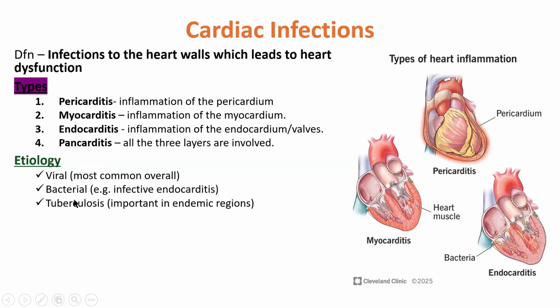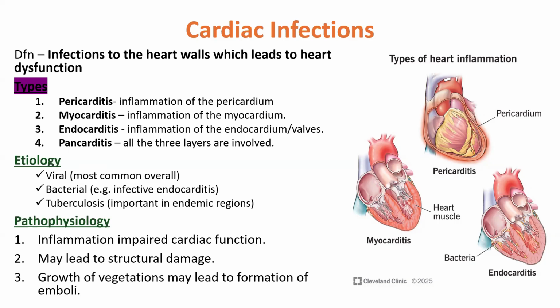Then tuberculosis, TB, which can lead to this cardiac infection. For the pathophysiology, you have these infections leading to inflammation, and inflammation leading to impaired cardiac function. You inflame the heart muscles so they cannot contract well, leading to structural damage. Once you have structural damage, some vegetations may grow. Vegetations means these infections can grow in the heart.